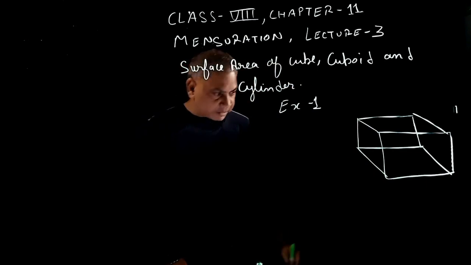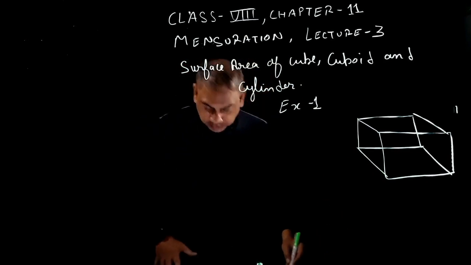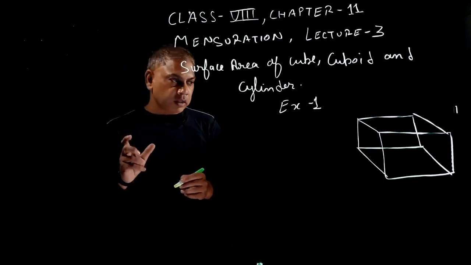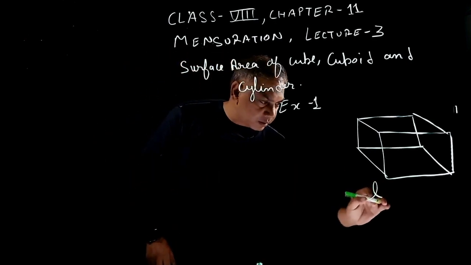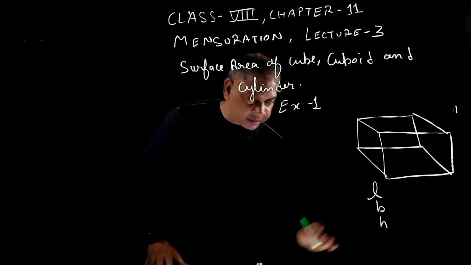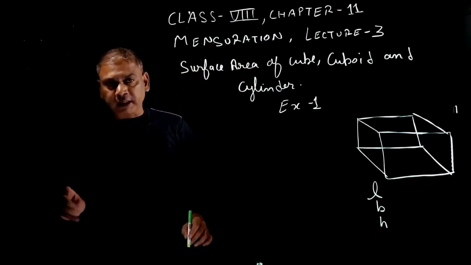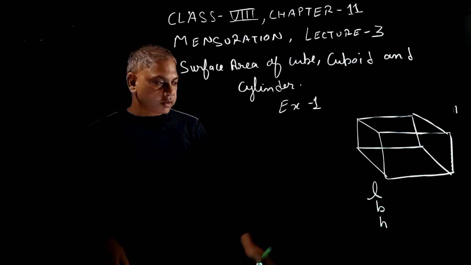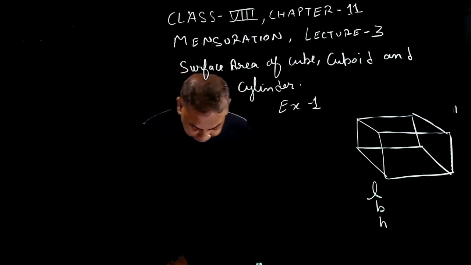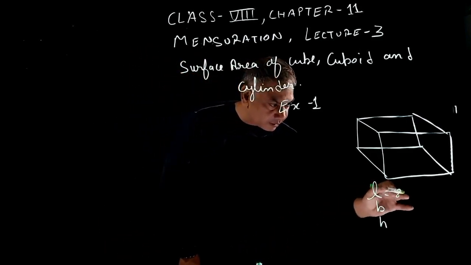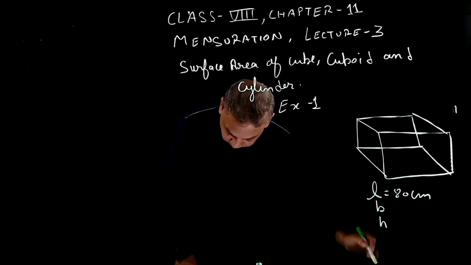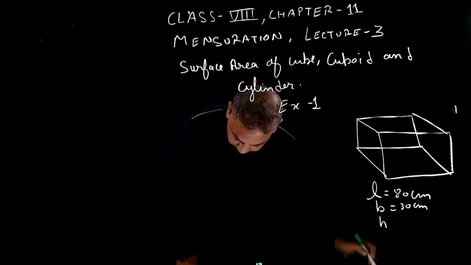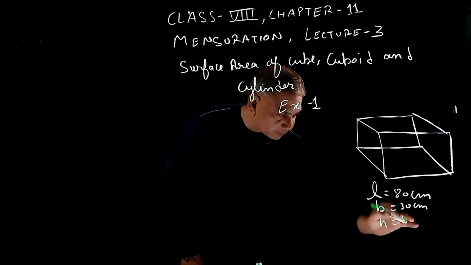Okay, now length, breadth and height are given to us. If it is not mentioned which is height and which is length, then you will take the first one as length, the second one as breadth and the last one as height. If it is not mentioned, then the first dimension is length, the second is breadth and the third is height. So length, breadth and height are given to us: 80 centimeter, 30 centimeter and 40 centimeter.